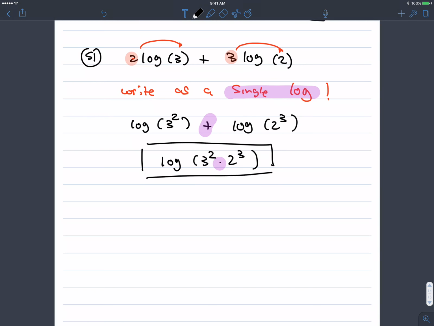I want to point out to you that we can actually, although you don't have to, evaluate. In other words, focus on this. This 3 squared times 2 cubed is 9 times 8, which is 72. So this is really the log of 72. Not that big of a deal, but nevertheless, that's valid.